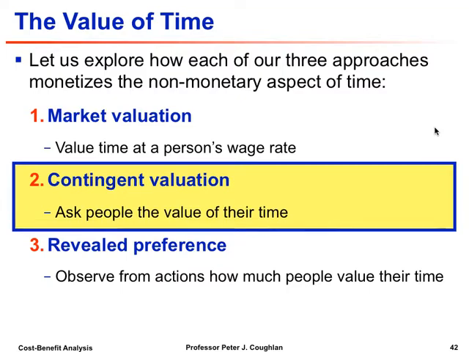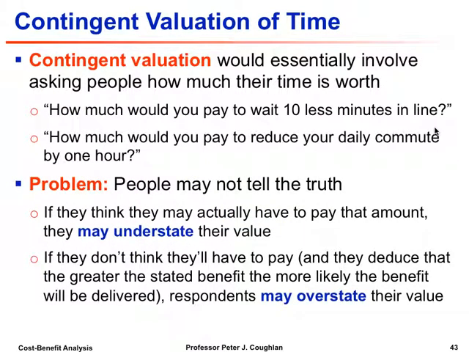So how do we apply contingent valuation to the valuation of time? Well, contingent valuation would essentially involve asking people how much their time is worth, right? So you might say, how much would you pay to wait 10 minutes less in line? How much would you pay to reduce your daily commute by 1 hour, right? Again, as we've said, one of the problems with contingent valuation is that people may not tell the truth. If they think they may actually have to pay that amount, they may understate their value.